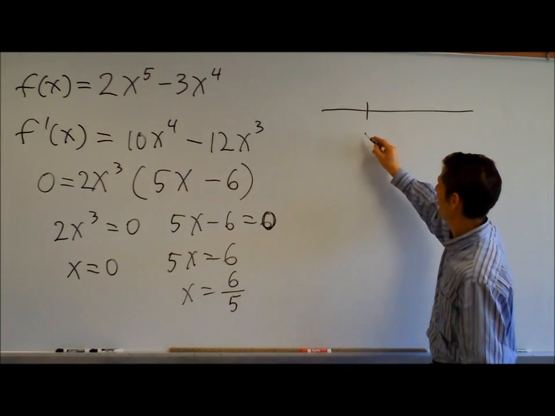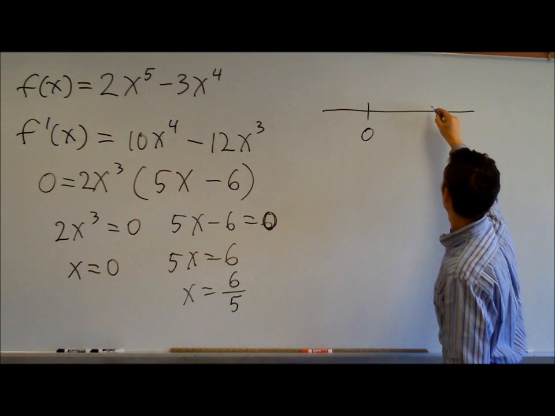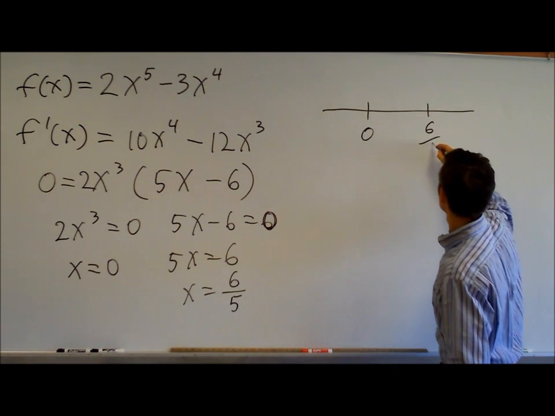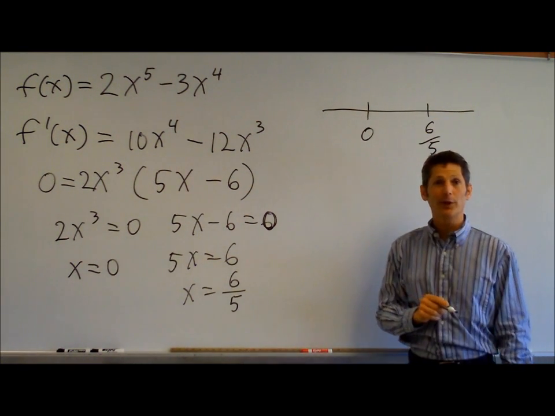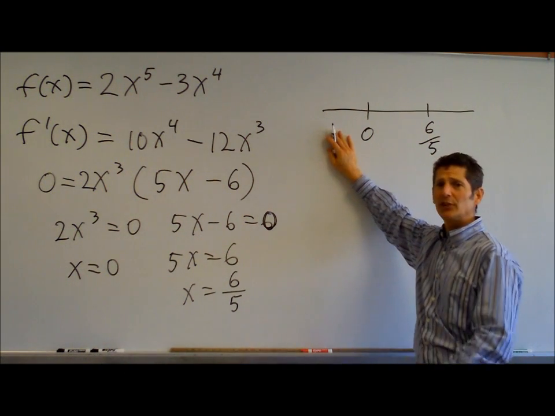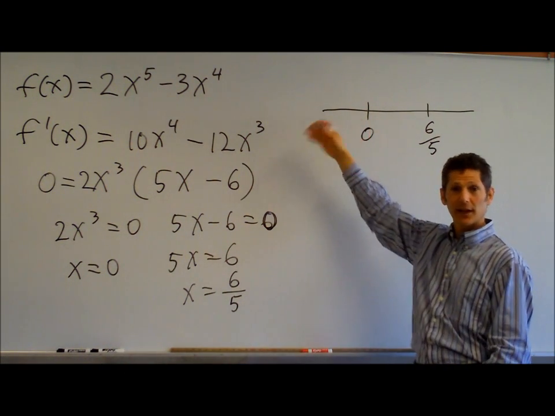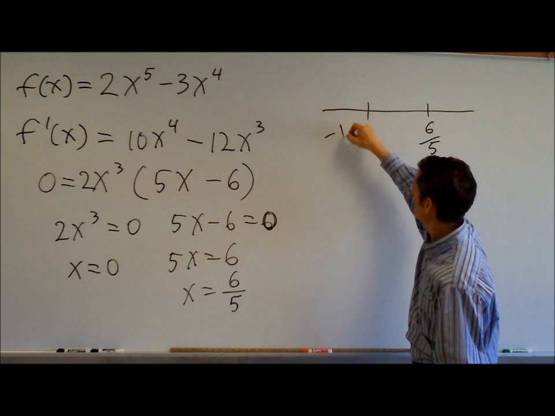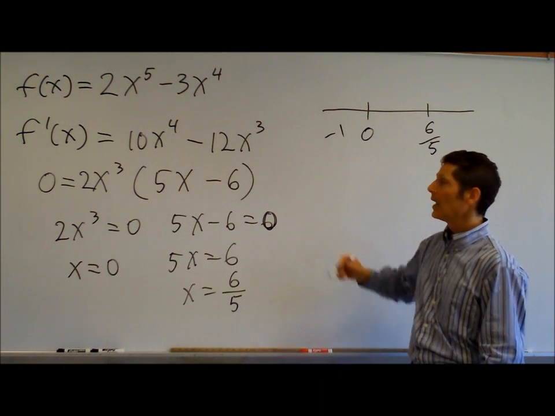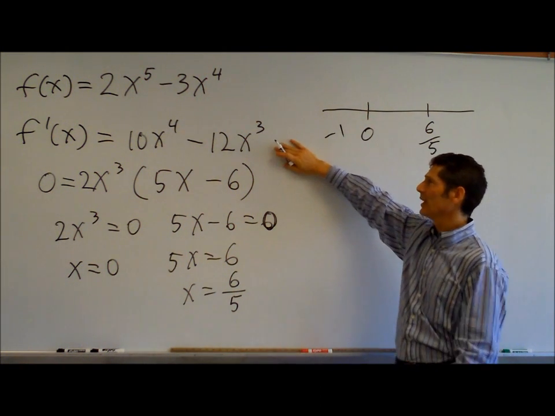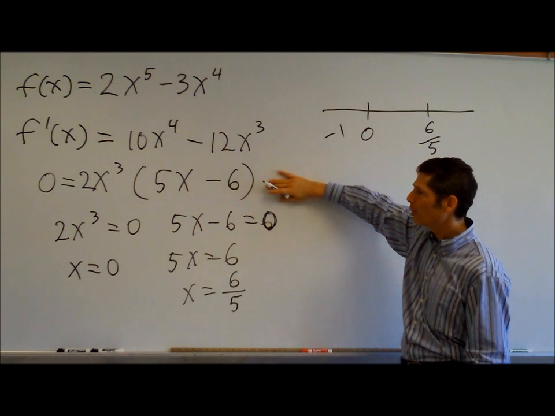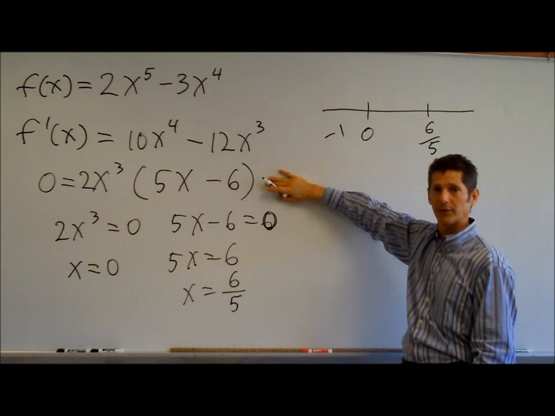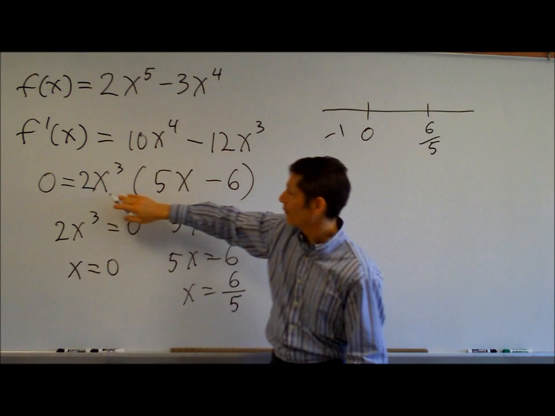Well, thank you. Okay, so 0 and 6/5 are my two critical points. Now I'm just going to check values on this side of the number line. I like to put in like a -1. I could stick it in the derivative as is, but I'm going to put it in the most factored form of the derivative. So I'll put in -1.